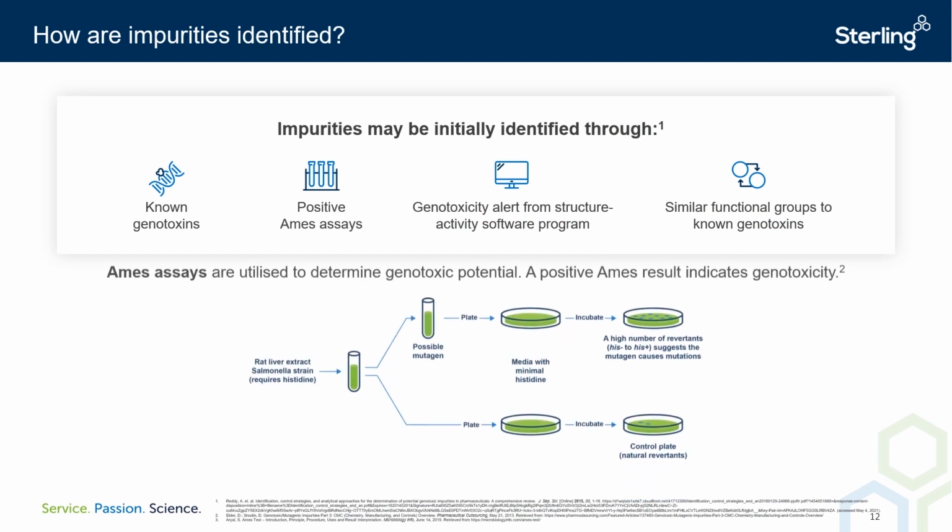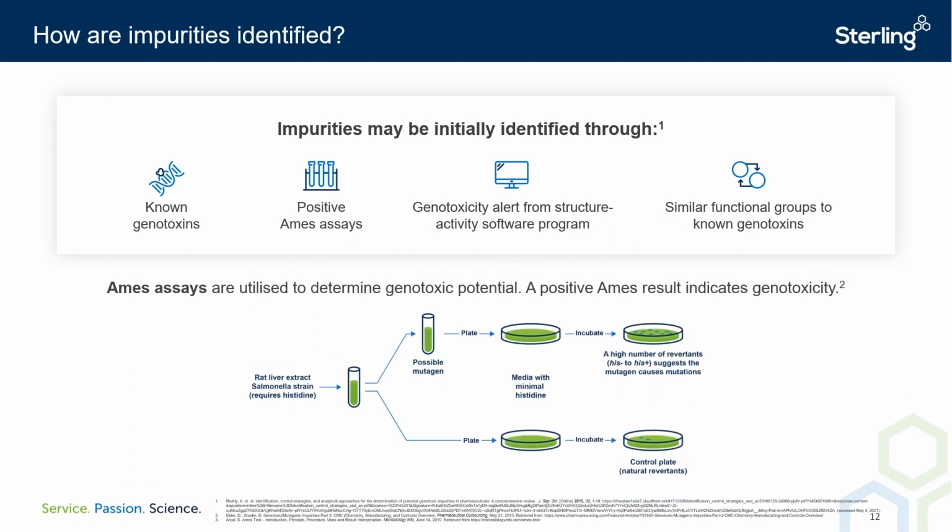Impurities can be identified in a variety of ways, including recognition of a known genotoxin, Ames test, certain structure activity software programs that can deliver genotoxicity alerts, and structural similarities with known genotoxins. Below, you'll see a diagram of an Ames assay, which is commonly utilized to assess mutagenic potential. This test uses a Salmonella strain to determine whether revertance forms when reacting with the potential mutagen, which would indicate the substance in question results in mutations.